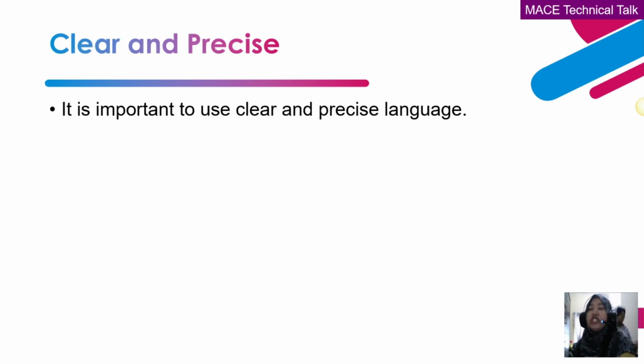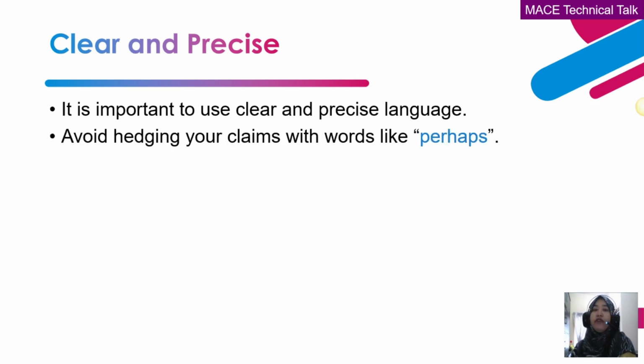It is important to use clear and precise language to ensure that your reader knows exactly what you mean. This means being as specific as possible and avoiding vague language. Avoid hedging your claims with words like perhaps, because this word can give the impression that you lack confidence in your arguments. Reflect on your word choice to ensure it accurately and directly conveys your meaning.